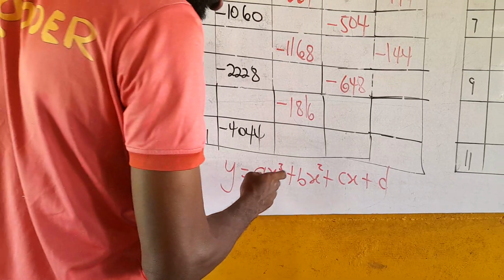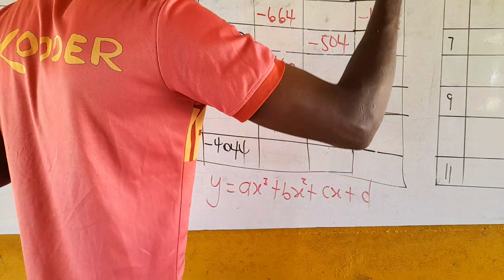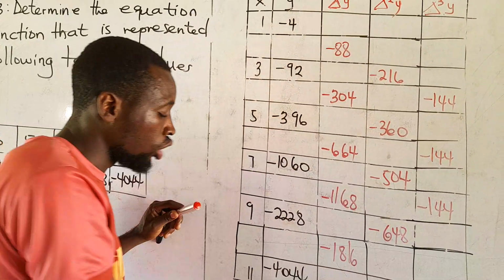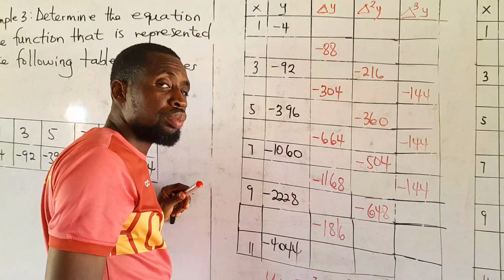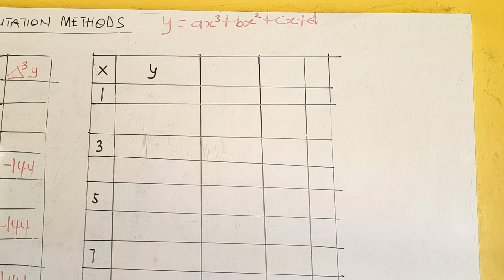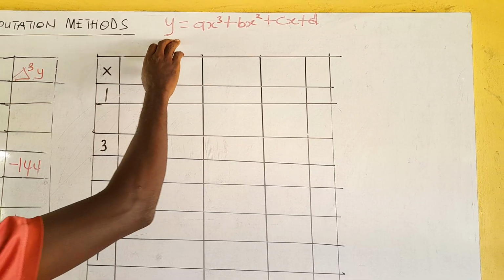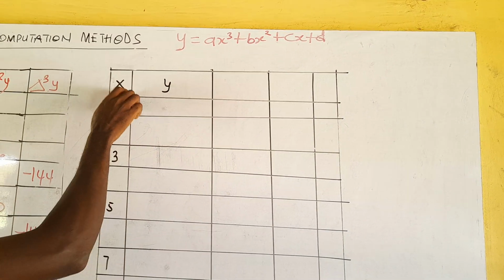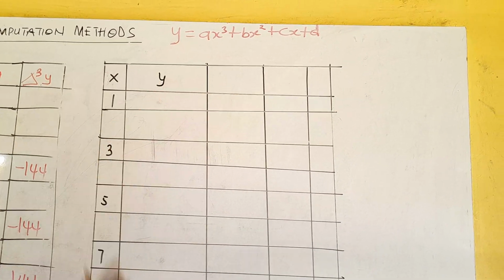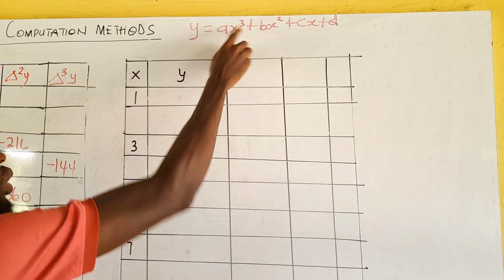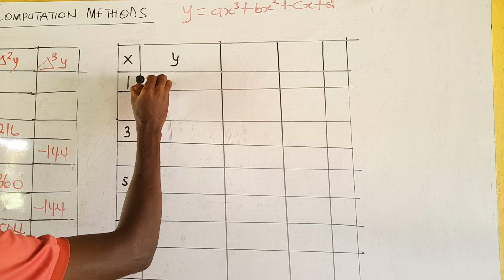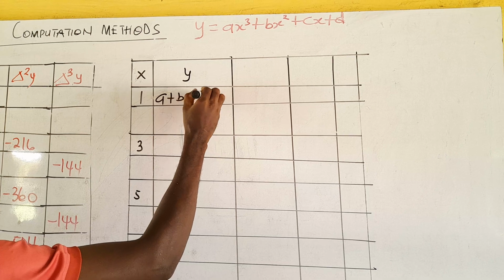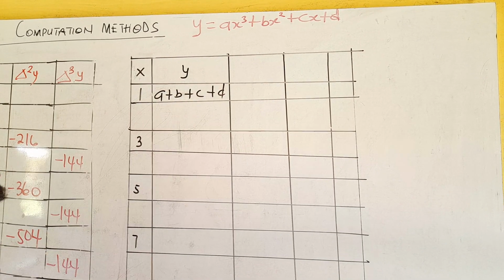Now we need to find the values of a, b, c, and d by constructing another difference table and substituting the values of the x into this to find the y. So having identified that our polynomial function is of the form ax cubed plus bx squared plus cx plus d, we substitute the values of x into them to get the y. So 1 cube is 1 times a, that will be a. 1 square is 1 times b, that will be b. Then 1 times c is c, that will be c. Then plus our constant d.